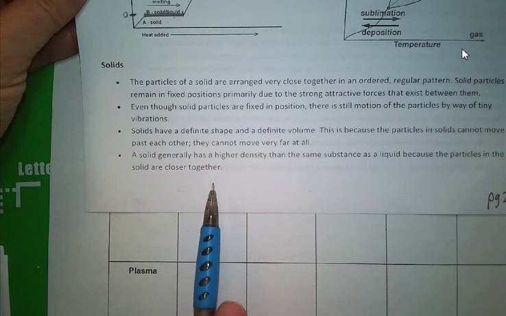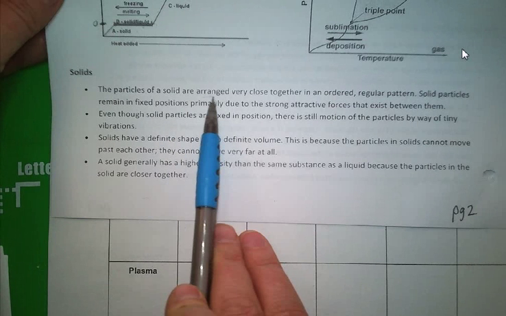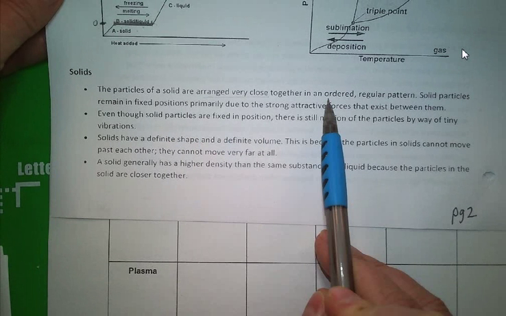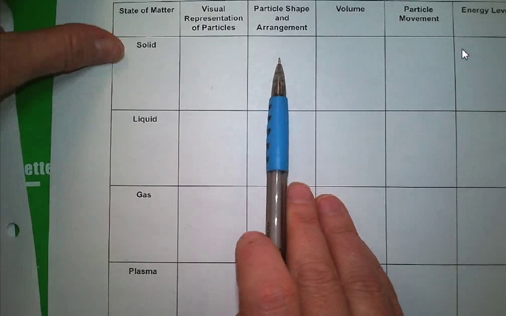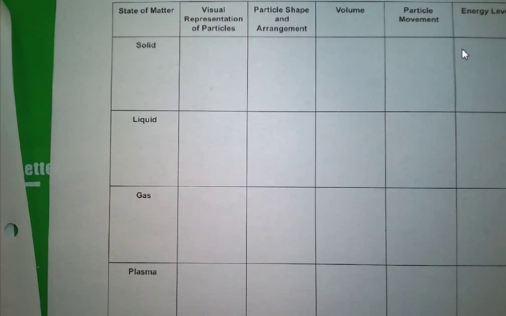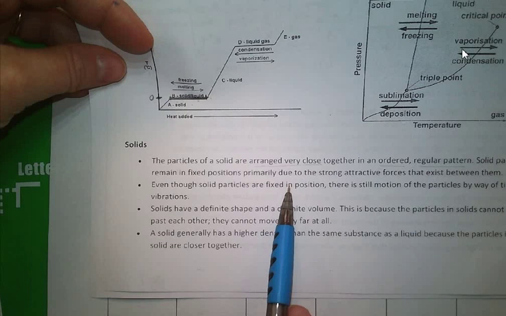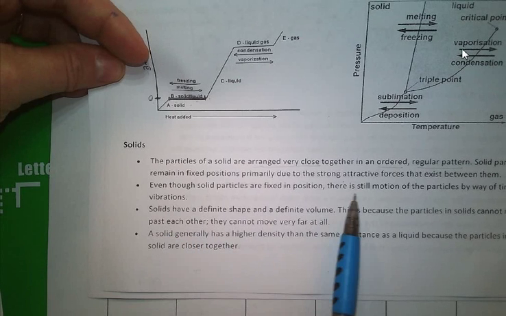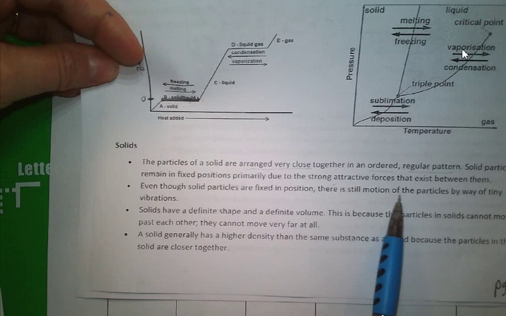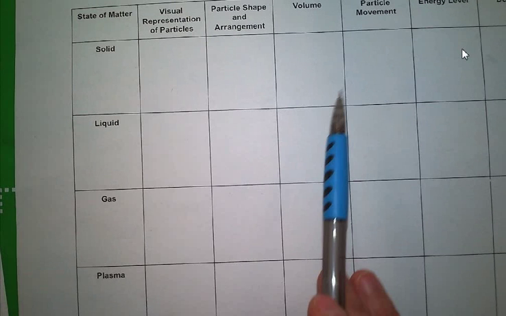You notice that the particles are arranged very close together. They're ordered. They have a regular pattern. Those might be things that you're going to plug in here. Look right here: they remain in a fixed position. Strong attractive forces. Even though solid particles are in a fixed position, there's still motion, so they slightly vibrate when you're talking about particle movement. There are all types of little pieces of information you can pull from these bullets, these facts about solids, and put them into your chart.